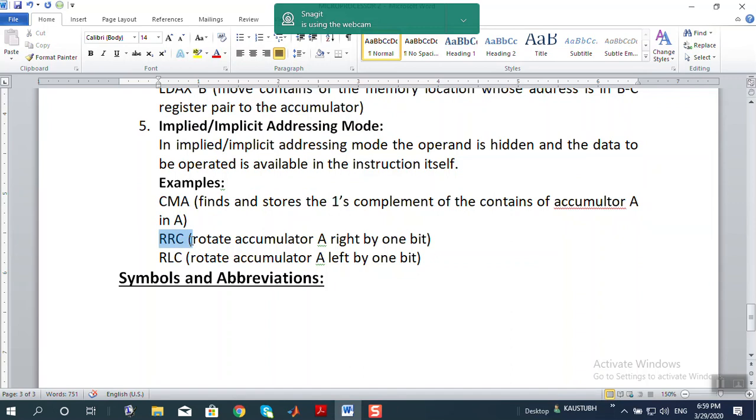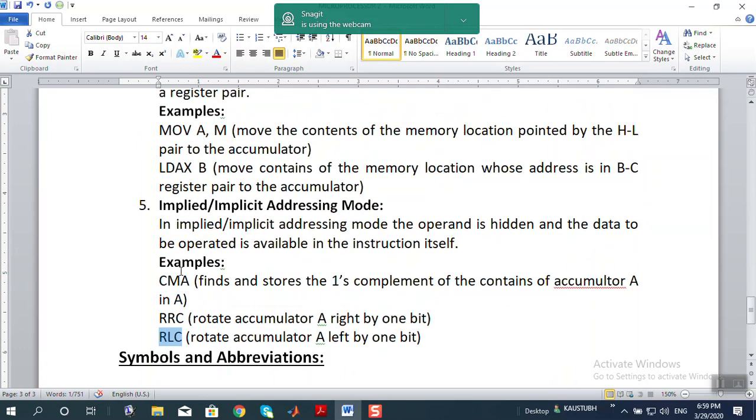Similarly, RRC is rotate right and RLC is rotate left. What to rotate left or rotate right? The 8-bit data. Where is that data? In the accumulator. So these are called implicit addressing mode.